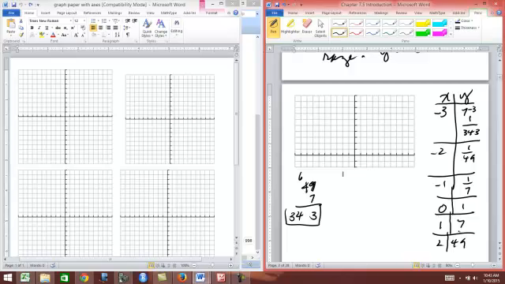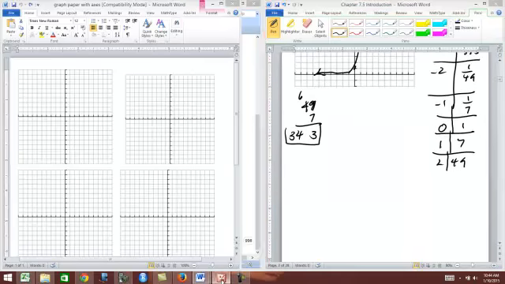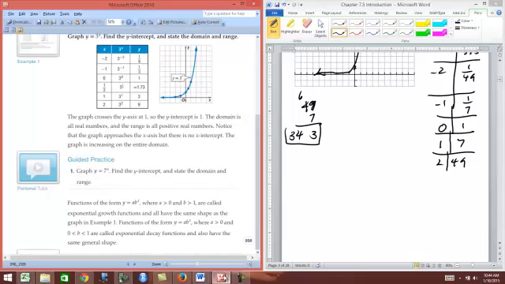We'll graph -1. So here's -1, and that'll be 1/7. And 0 is 1. And 1 is 7. 1, 2, 3, 4, 5, 6, 7. And there we go. And that's just about the best we can do. We got 3 points, and we can see how this thing is going. We put the arrows on the end, and that's it. That's about all we can do, doing it by hand. We're not going to do it by calculator right now. Okay? So that's guided practice number 1.